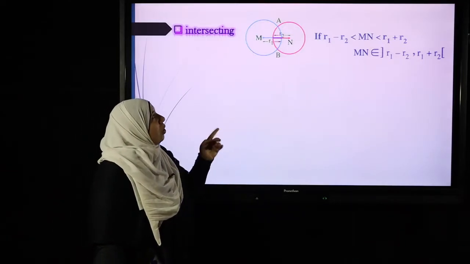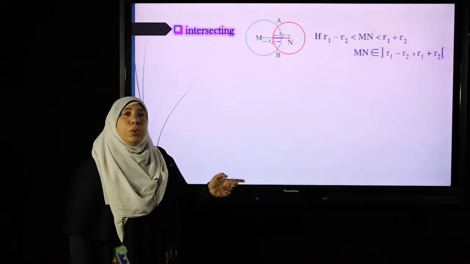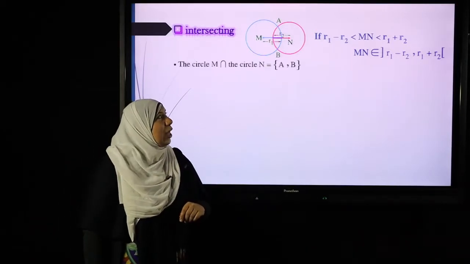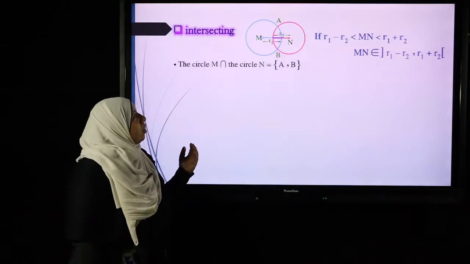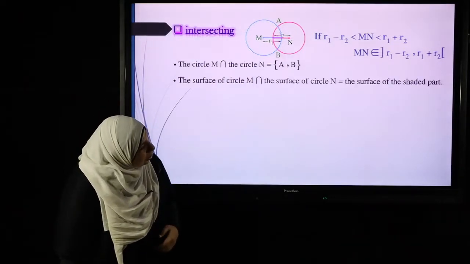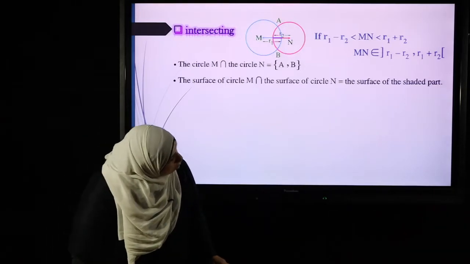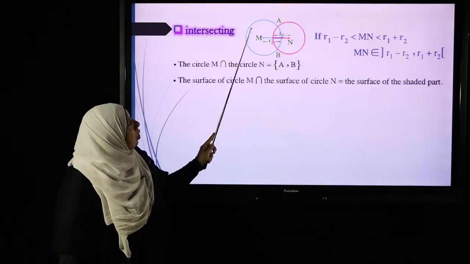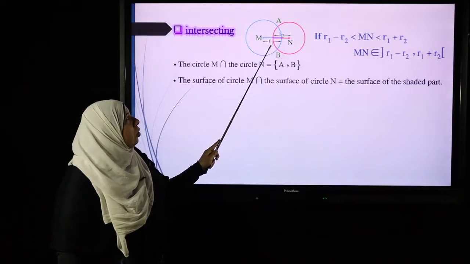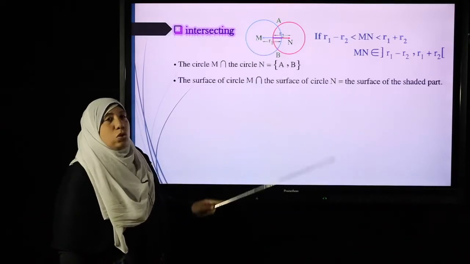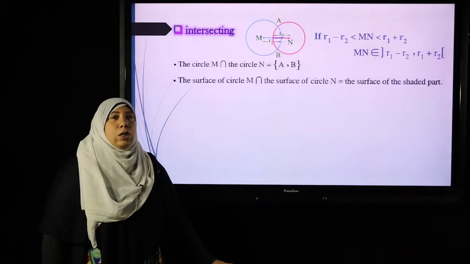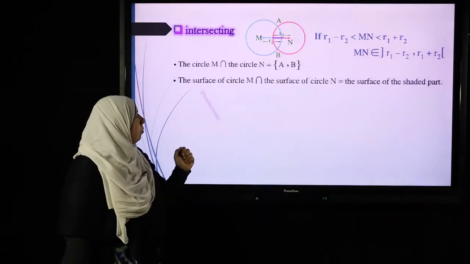Here you will find that the 2 circles, the blue one and the red one, intersect at the 2 points A and B. What about their surfaces? The surfaces here intersect at the shaded part, or this area. You can see this area between the 2 circles in the intersection part, and this has no name.